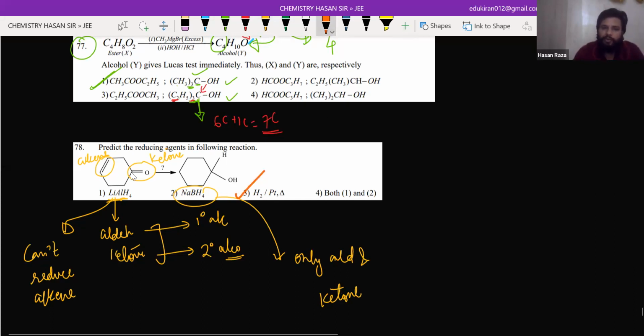Hydrogen can easily reduce this. Hydrogen can easily reduce the double bond. And as well as this, one bond will be broken. Hydrogen will be added here. Hydrogen will be added here. So the correct option is short.